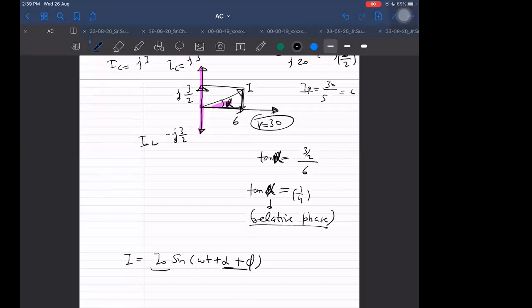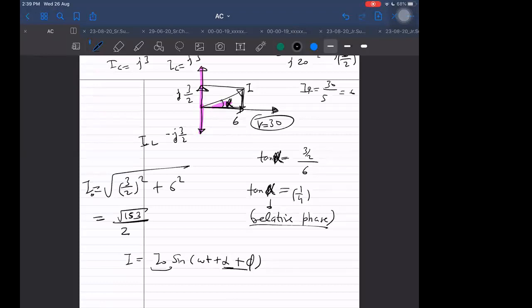And what will be the magnitude of I naught? If I want to find the magnitude, I can find it as the root of 3 by 2 square plus 6 square. What is that I naught value? That comes out to be root 153 divided by 2.